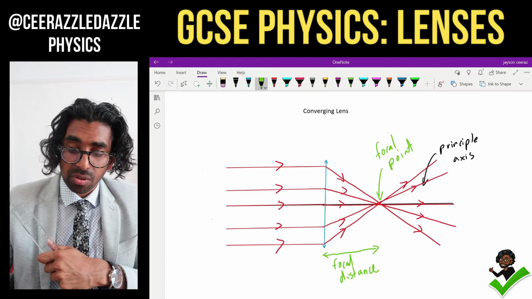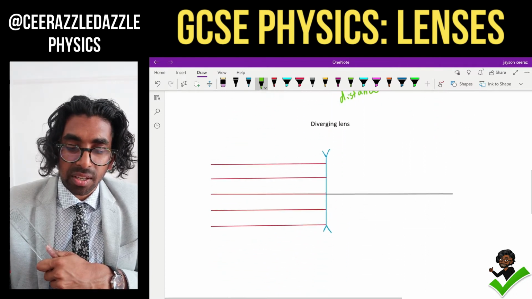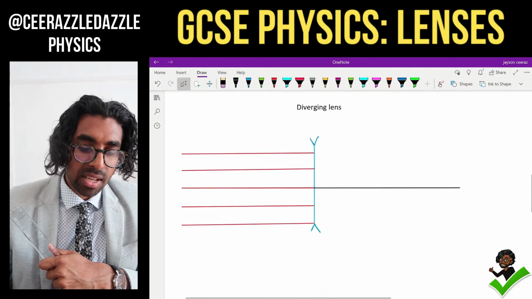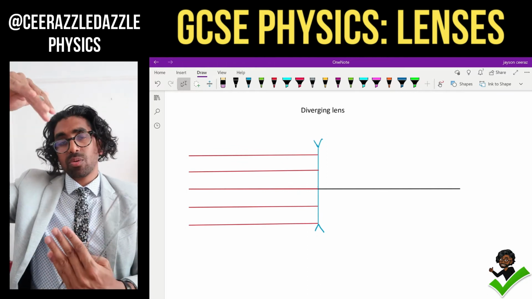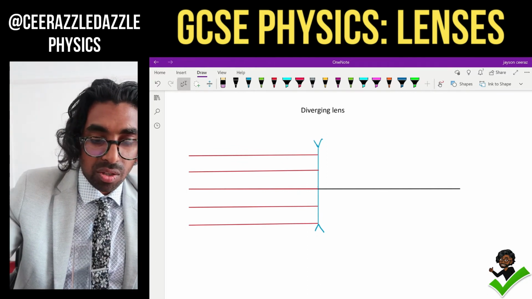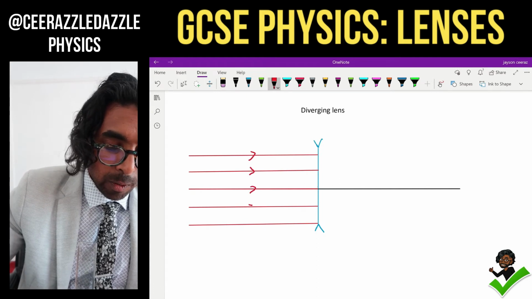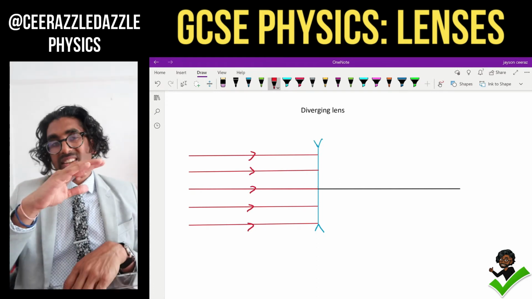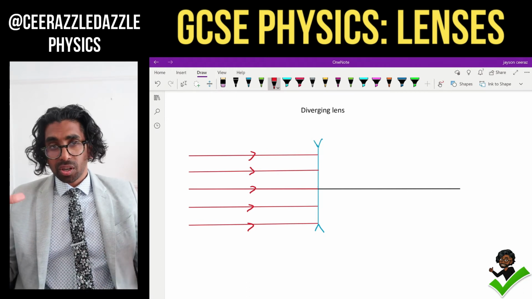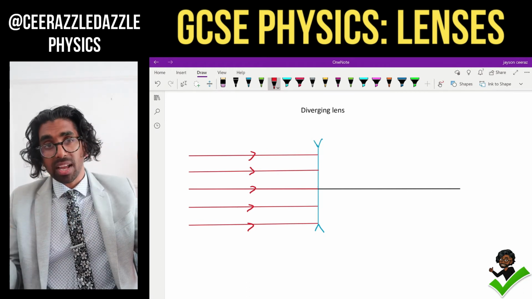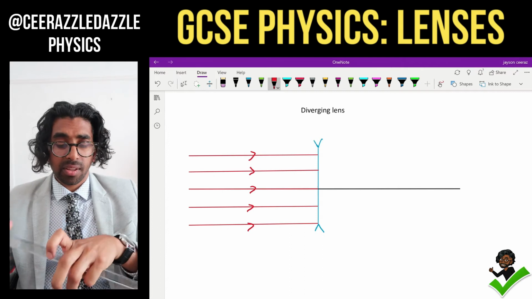How is it different? Scrolling down for the diverging lens. How do I know it's a diverging lens? Look at the symbols. The arrows are pointing inwards. So let's draw some rays of light. Let's draw the arrows on the incoming light. Here we go, they're going this direction. They're going to hit the lens, but they're not going to converge towards a point. They're going to spread out. They're going to diverge away.